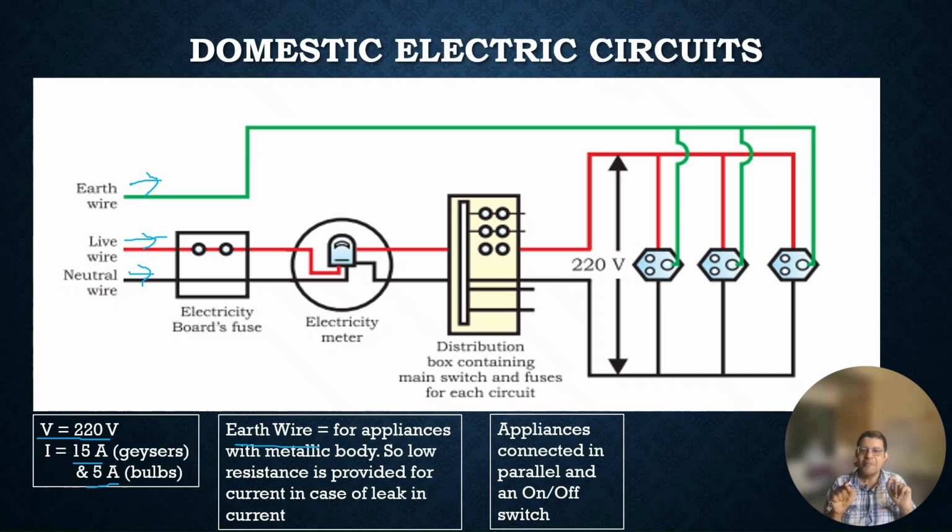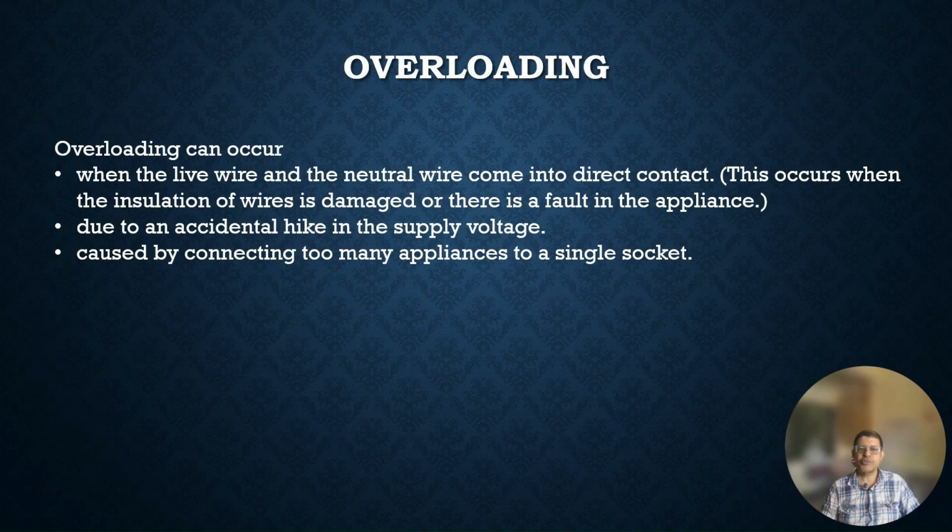So before you touch, if the earthing is there, then the entire current will go to the earthing. That means the current will pass through the low resistance path, and hence you will not get the shock. Most of the appliances are parallel in nature. So if one of the devices stops working, the other devices can still continue to work. That is why most of our connections at home are parallel in nature. We have shown this. These are all parallel. So this is how a domestic electrical circuit actually works.